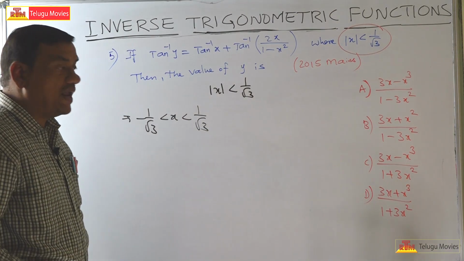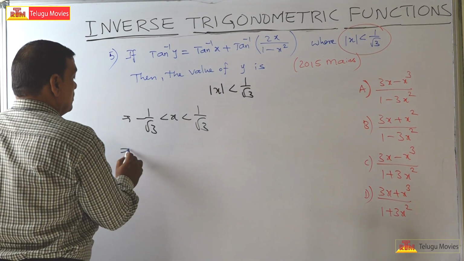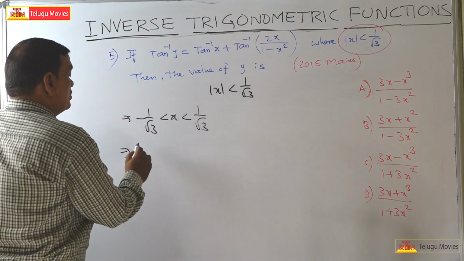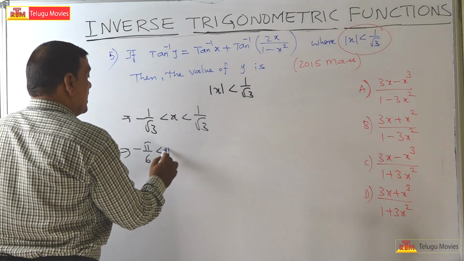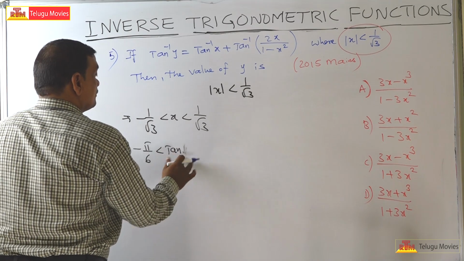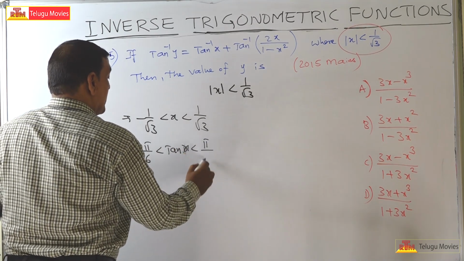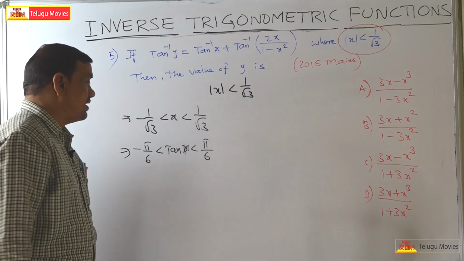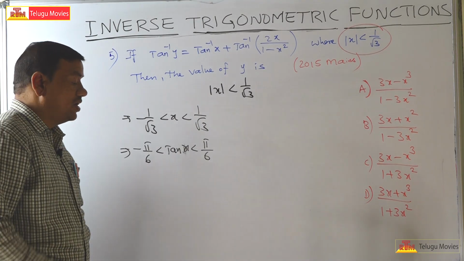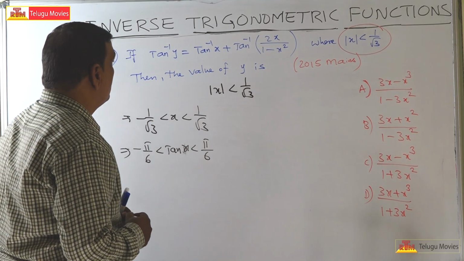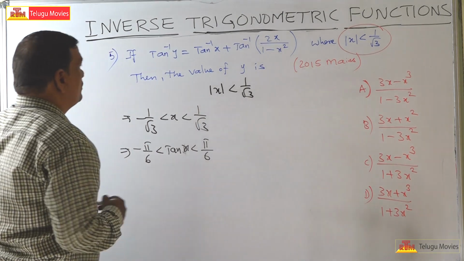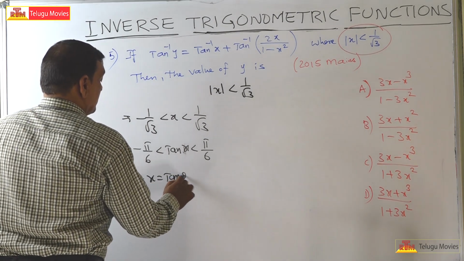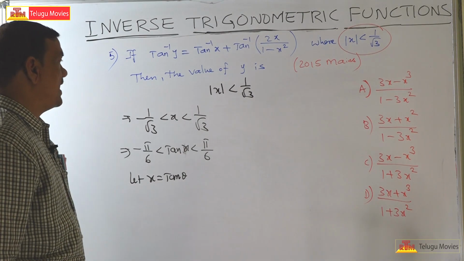Now if you apply tan, tan of 1 by root 3 means tan 30, that is tan pi by 6. So the angle lies between minus pi by 6 and plus pi by 6. Now what we are going to do is let x is equal to tan theta.